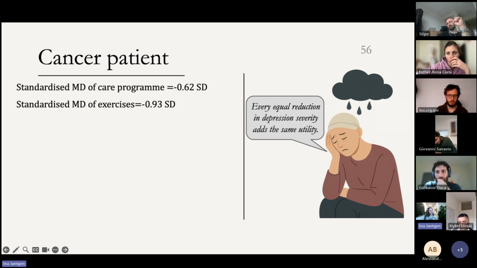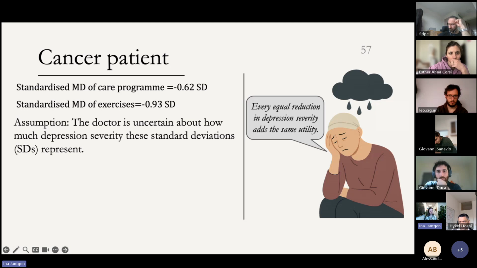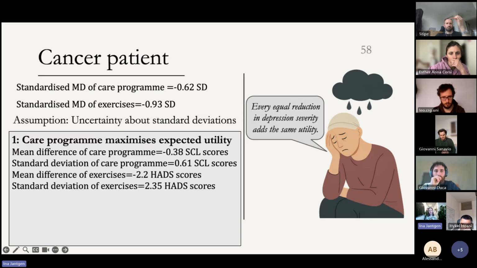So the agent learns the standardized mean difference. And let's assume that the doctor is uncertain about how much depression severity these standardized mean differences from the two studies represent. Now, given that assumption, there are, of course, a variety of mean differences and standard deviations compatible with the two standardized mean differences the agent learns here, right? So, for instance, the mean differences and standard deviations in this first scenario are just exactly the same as I've been using throughout this talk.